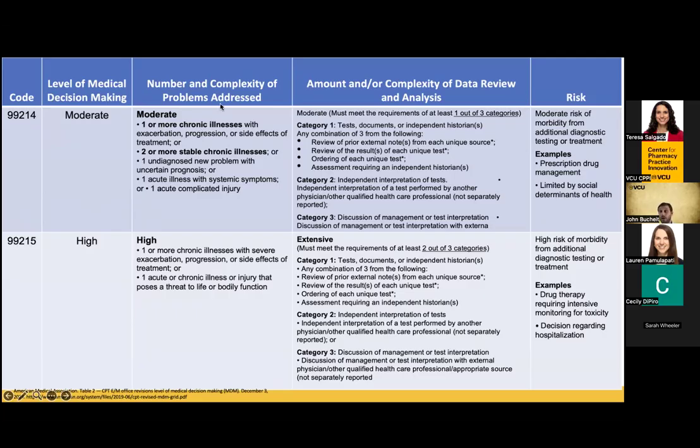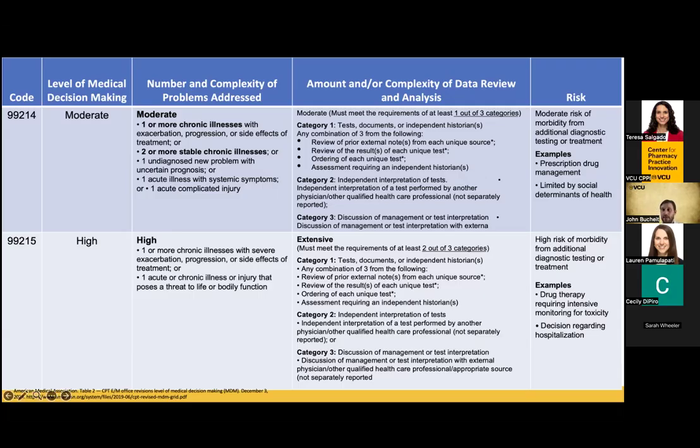So if they have one uncontrolled chronic illness, we're already looking at number and complexity of problems addressed in the moderate category, and we're already starting out at 99214. So that ability for that document, and it says that pharmacists should bill based on the appropriateness of service, we should be really living here for those patients with uncontrolled chronic conditions, at least this level four category. The amount and complexity of data review gets more complex, for lack of better words. So you have more categories that you have to reach to get there.